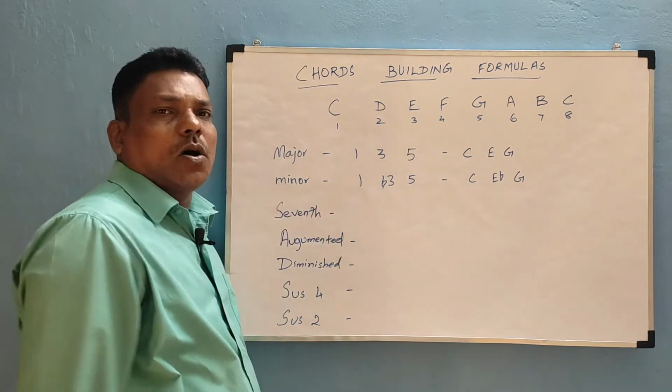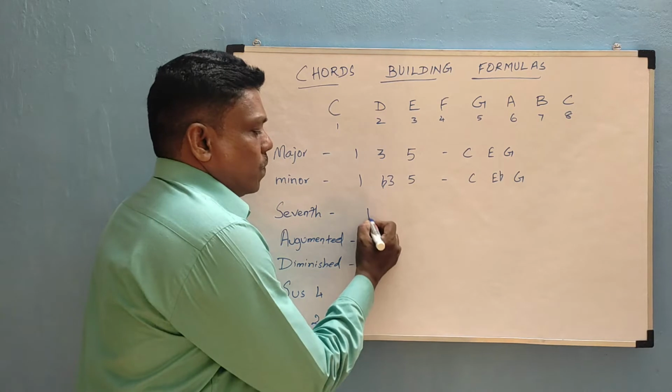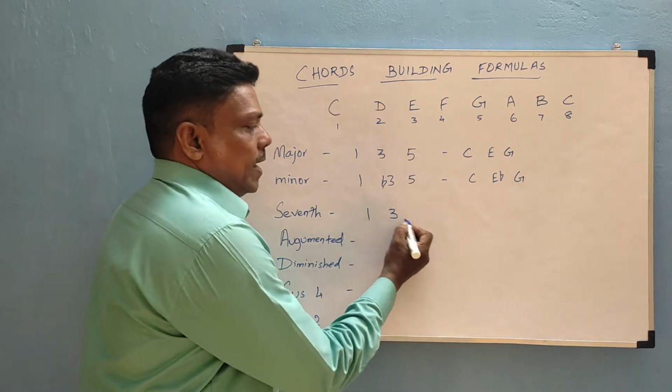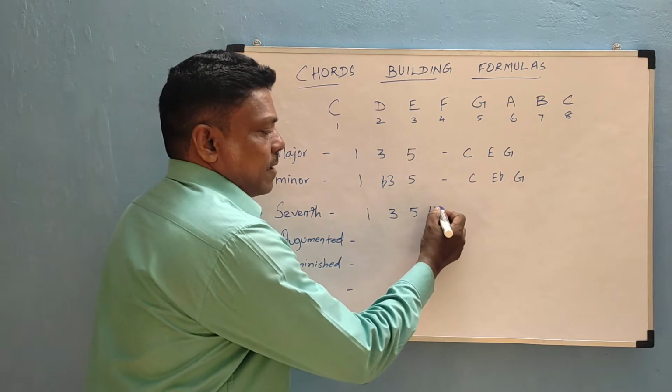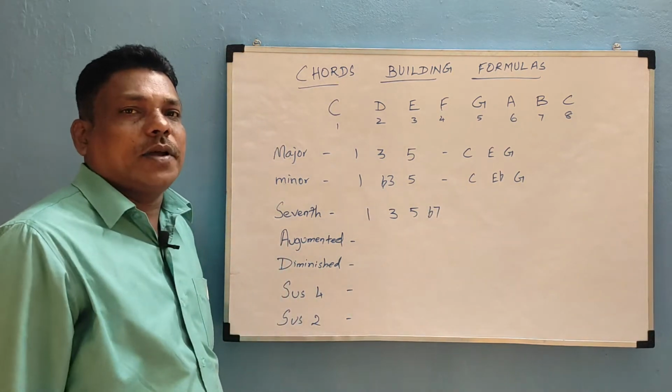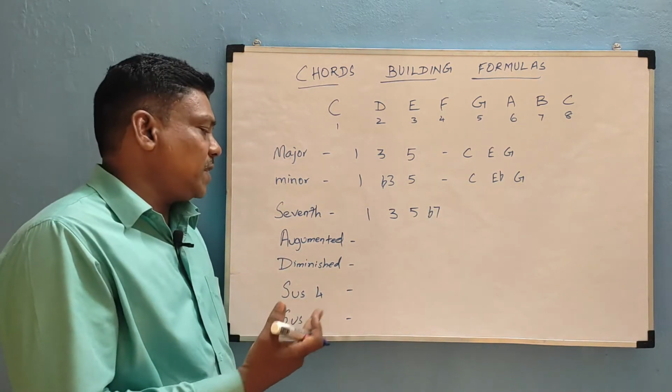For the seventh chord, the formula is 1 3 5 and flat 7. Flat 7. There are different types of seventh chords.